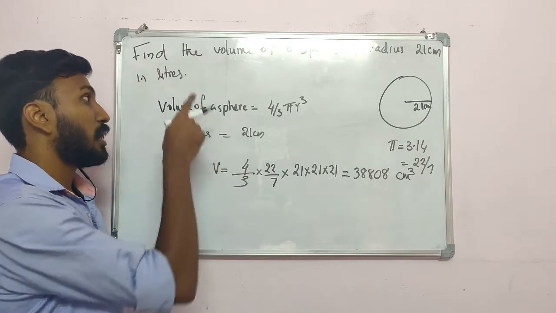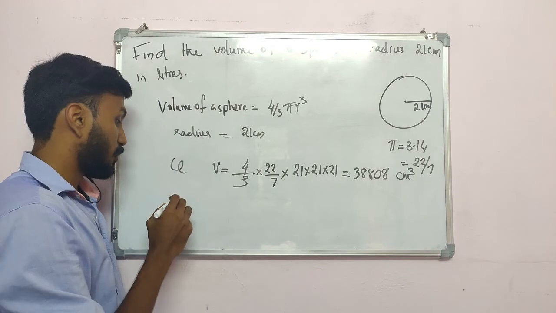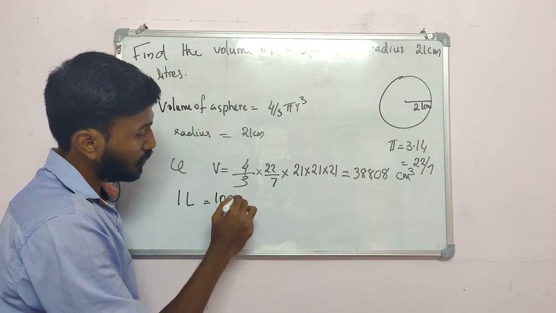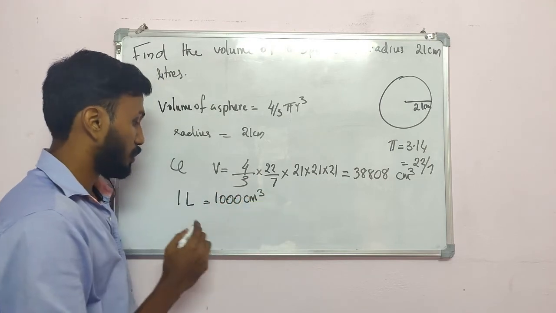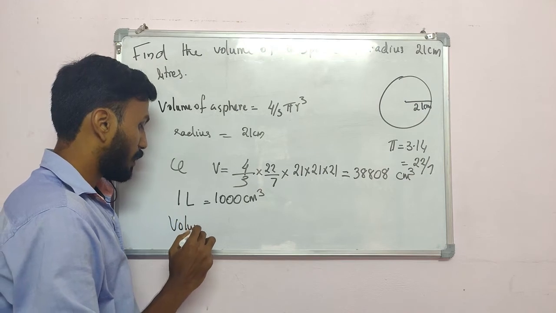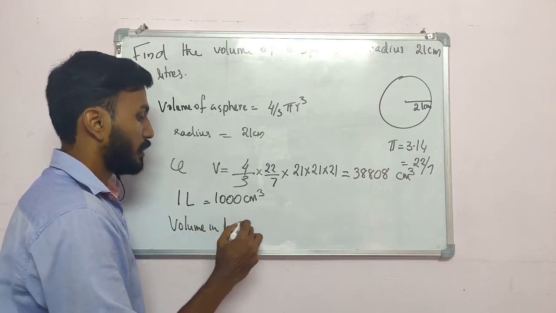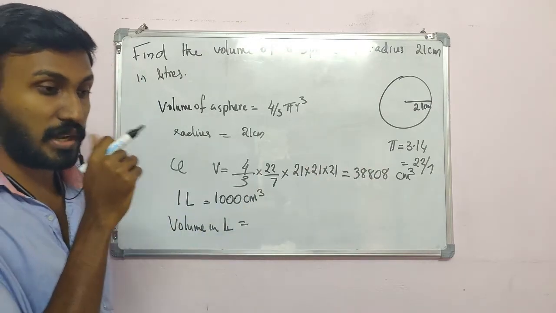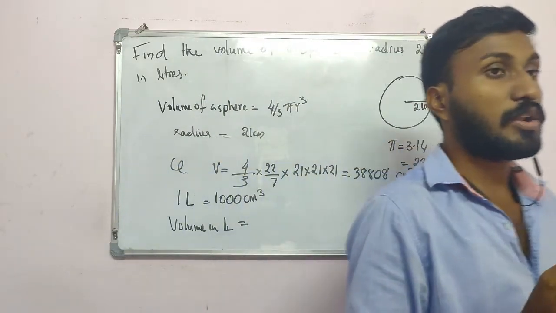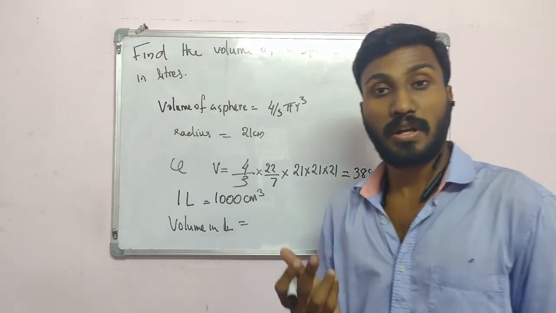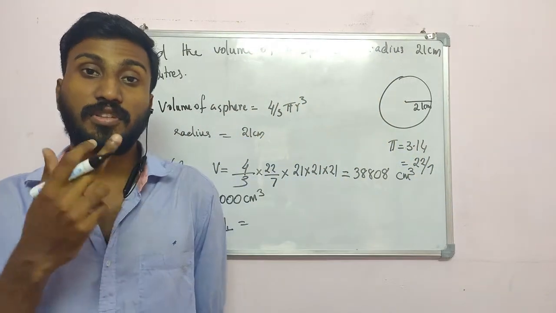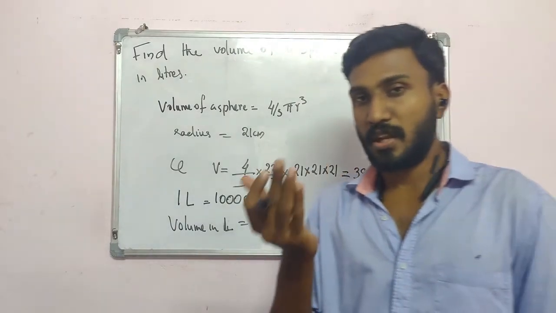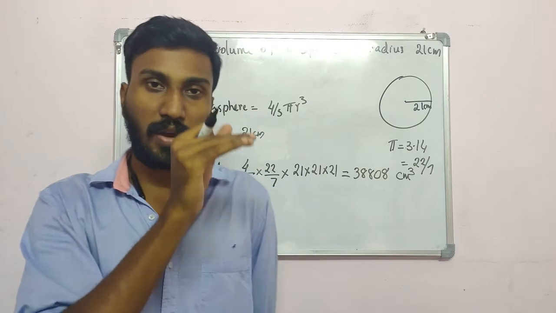This is the answer, but we have to find the volume in liters, right? We know 1 liter is equal to 1000 centimeter cube. So if you have to find the volume in liters, we have to divide this particular value by 1000. അതായത് സെന്റിമീറ്റർ ക്യൂബിനെ ലിറ്ററിലേക്ക് കൺവേർട്ട് ചെയ്യണമെങ്കിൽ ആ വാല്യൂവിനെ 1000 കൊണ്ട് ഡിവൈഡ് ചെയ്യണം. If you have to convert liters into centimeter cube, ലിറ്ററിലുള്ള വാല്യൂവിനെ 1000 കൊണ്ട് മൾട്ടിപ്ലൈ ചെയ്യണം. ക്ലിയർ ആവുന്നുണ്ടല്ലോ?